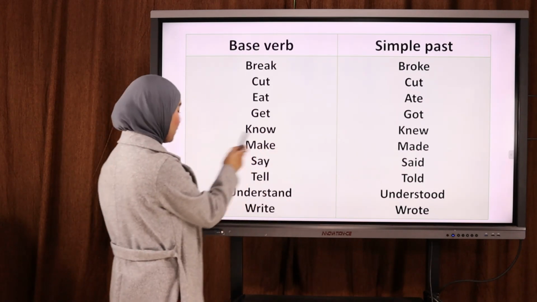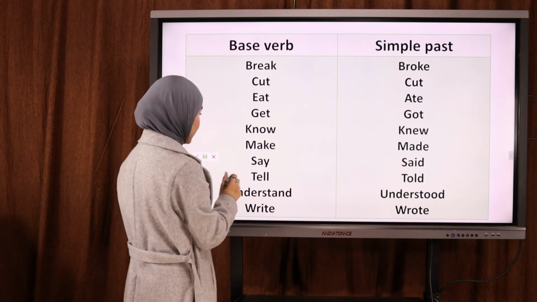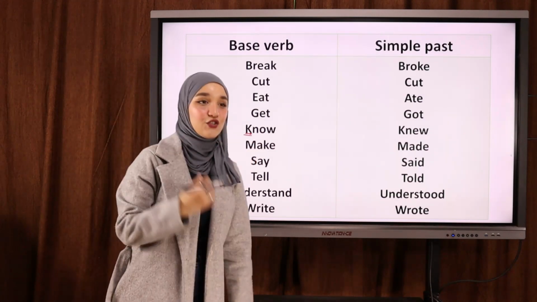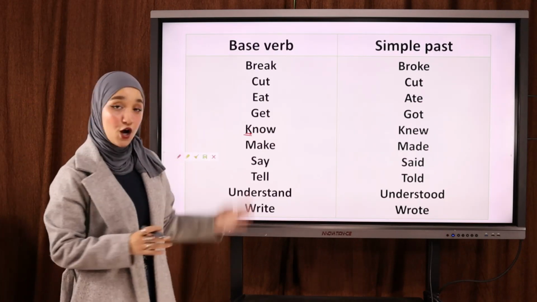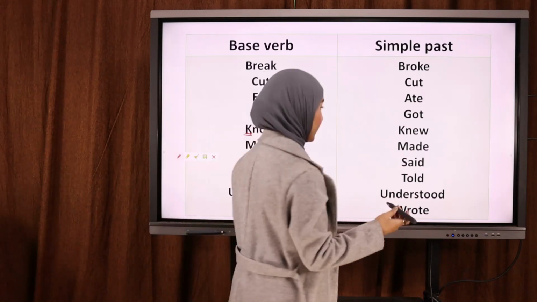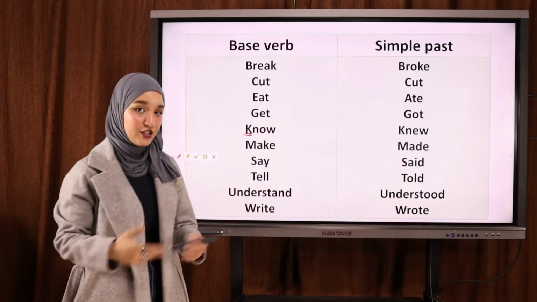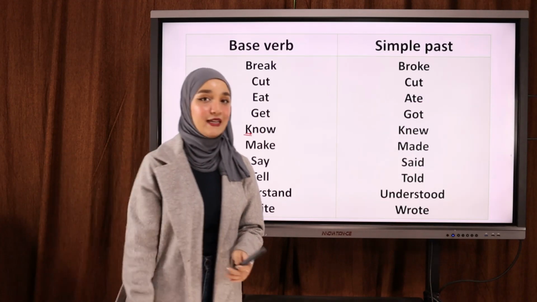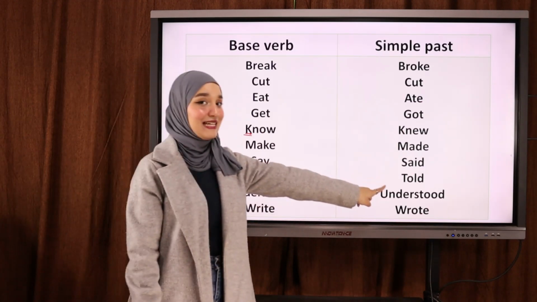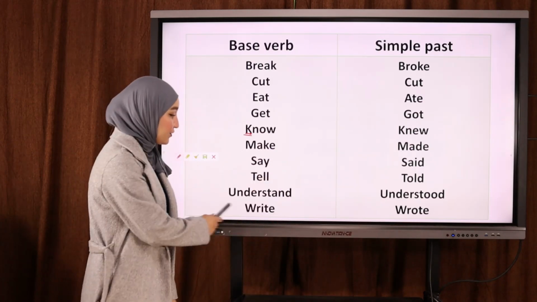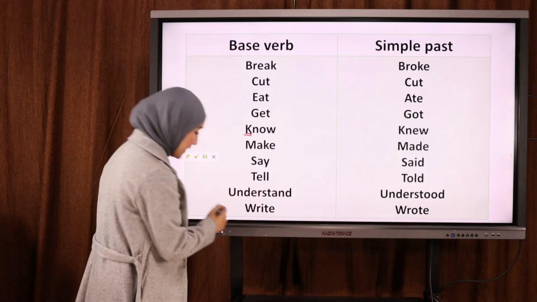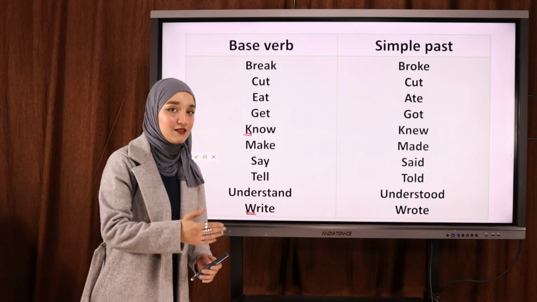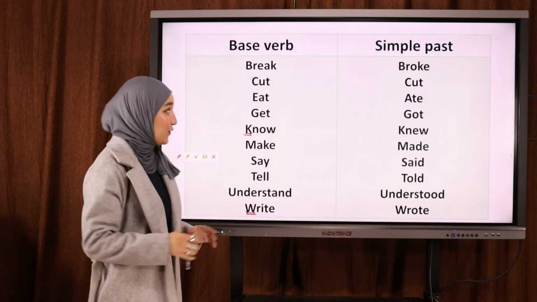Get, got. Know, knew. And guys, please, for the love of God, the K is silent. There's no such thing as kno. Okay, please. Knew, it's like you're saying the adjective new, which is شيء جديد, new. So, know, knew. Make, made. She made a birthday cake last night. Okay? Say, said. Tell, told. Understand, understood. Write, wrote. Same thing here, the W is silent, okay? We do not pronounce the W in write, okay? So it's write, wrote, okay? Know, knew.